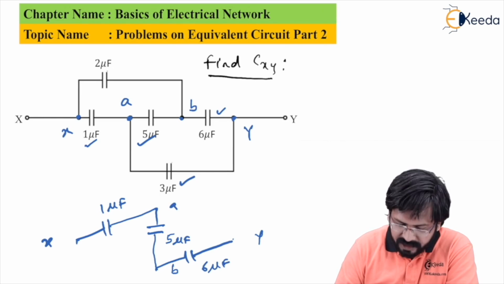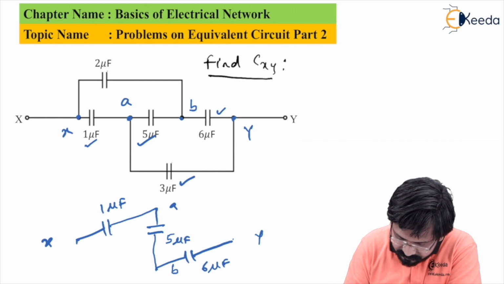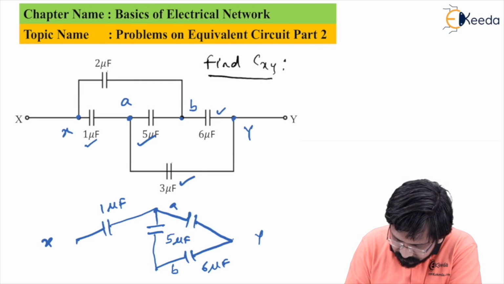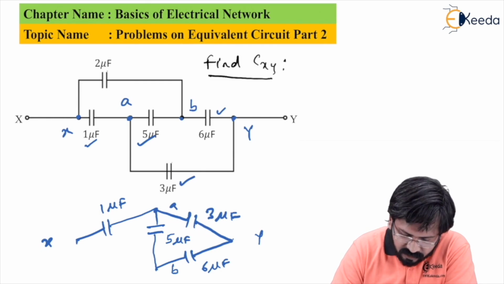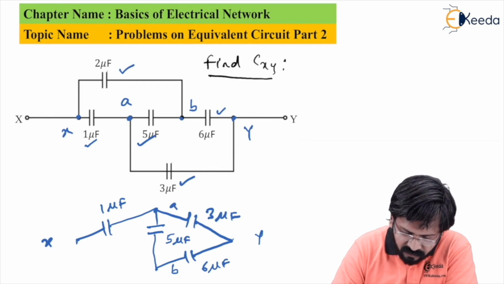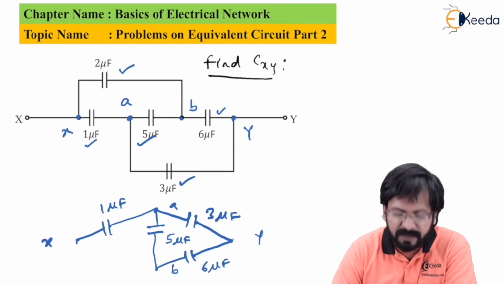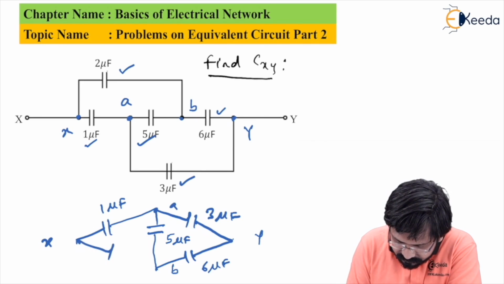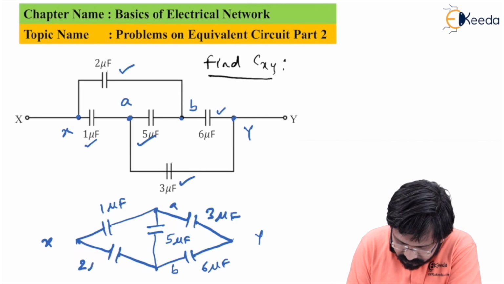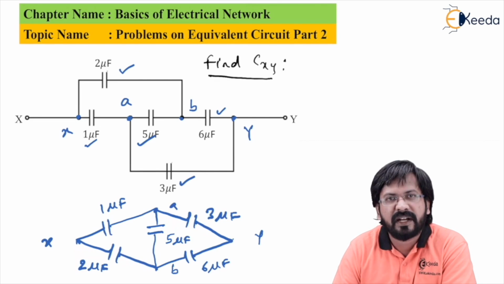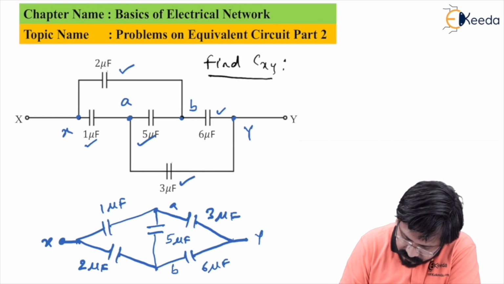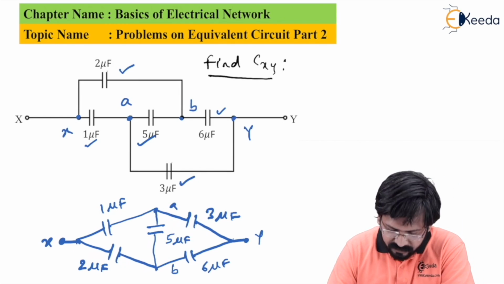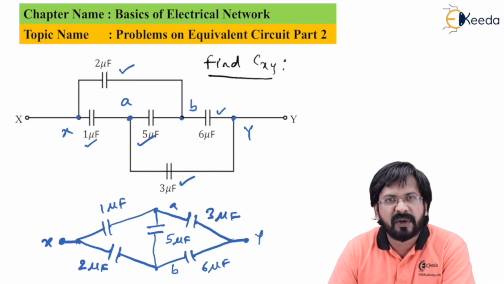3 microfarad connected between A and Y. After that, one more capacitor is left, which is 2 microfarad connected between X and B. And we have to find the equivalent capacitance between 2 points, which are X and Y. This is point X, this is point Y. Now, observe this. This is also forming a bridge.